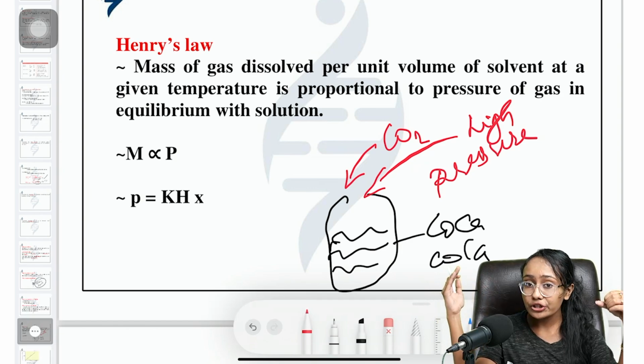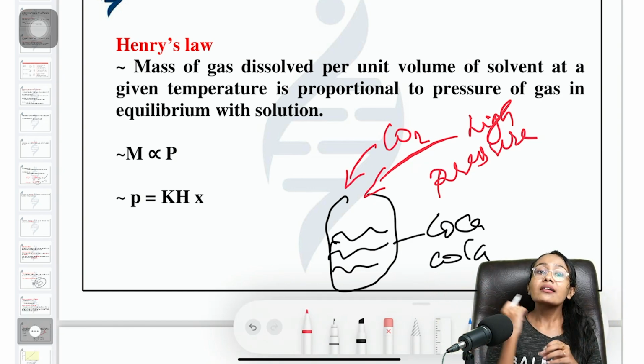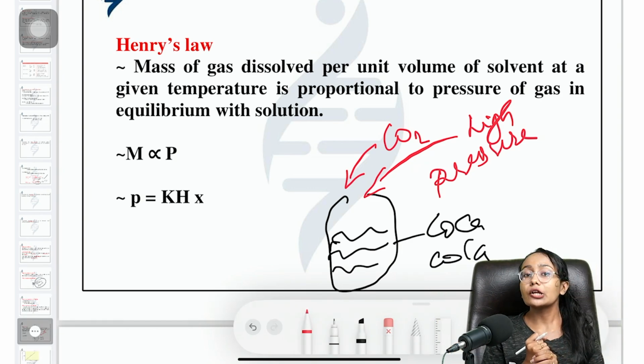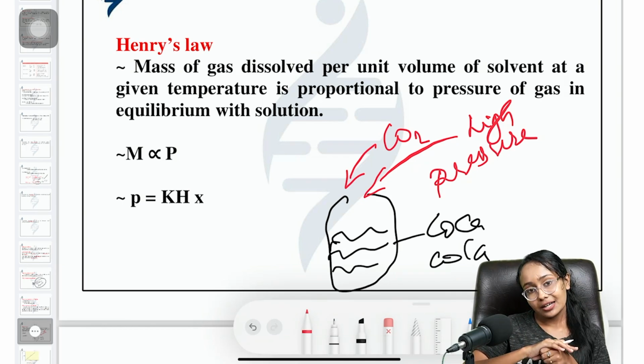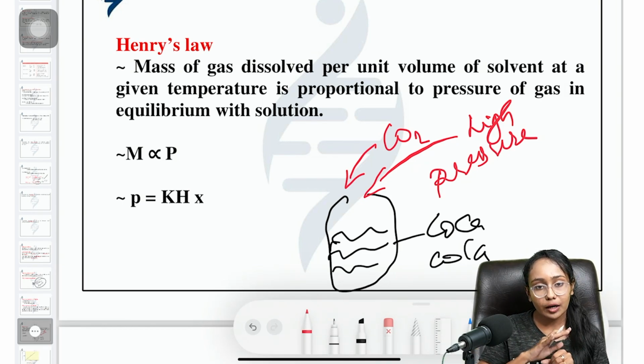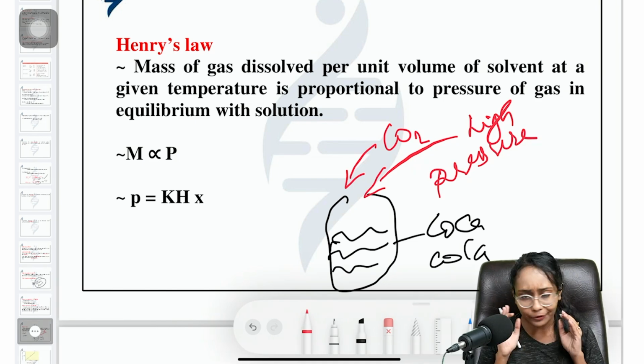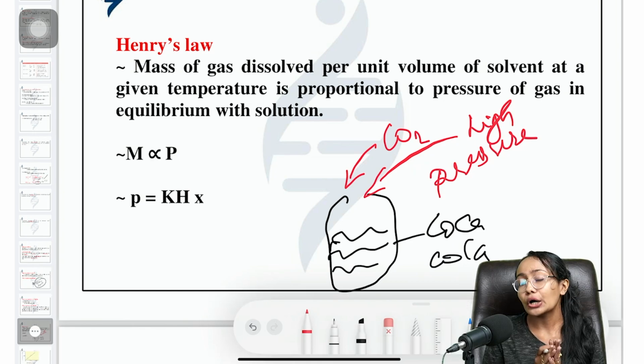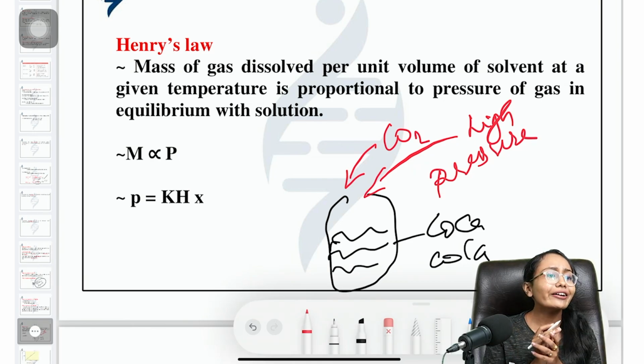At very high pressure, I pass carbon dioxide into that particular solution and seal it. Such things are called carbonated drinks. Carbonated drinks have carbon dioxide passed into a solution at high pressure. Carbonated drinks are drinks like Coca-Cola, Pepsi, Sprite, or whatever it is.